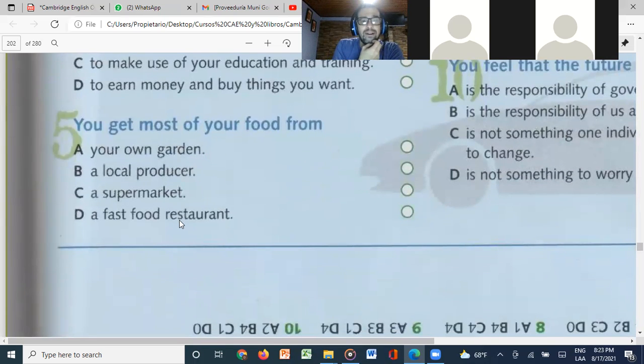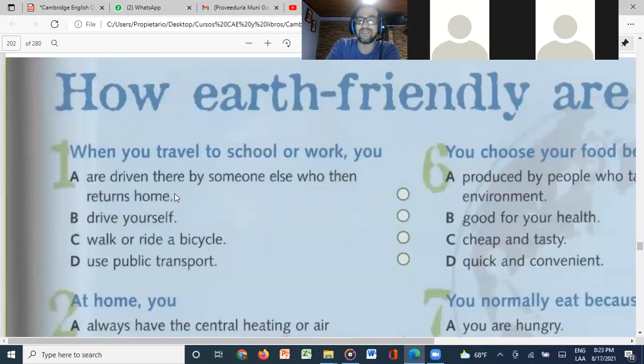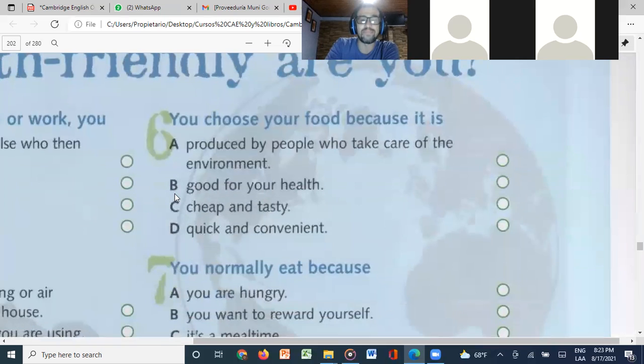Now, David, number 5. You get most of your food from your own garden, a local producer, a supermarket, or a fast food restaurant. A supermarket. Okay. Marielos? Yes, a C also, the supermarket. Okay, perfect.